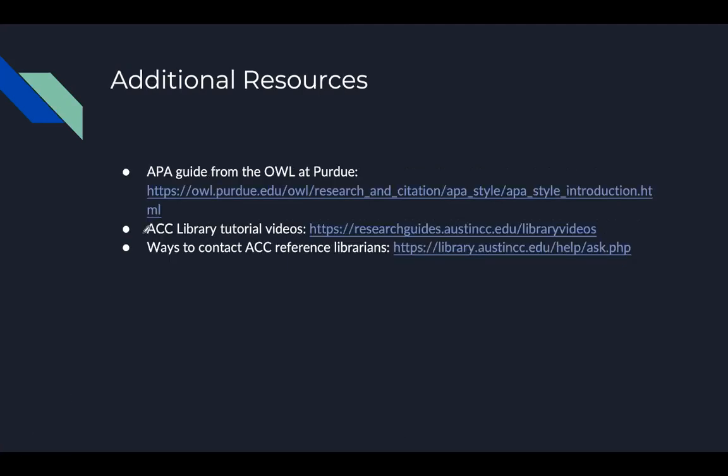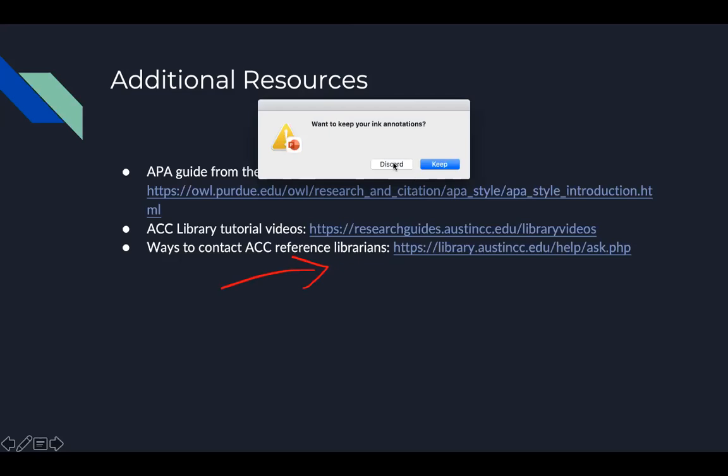So now again, this PowerPoint is in the Unit 7 content folder. There's a link to the full APA guide from the OWL at Purdue. It is free. It is all text-based. They actually have some videos, supplemental videos. Library tutorials and ways to contact our fantastic ACC reference librarians. They will not do your work for you, but they are very helpful and nice. So, all right. Last questions on that?